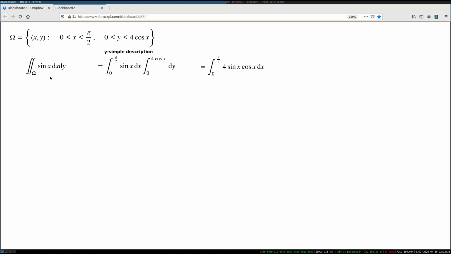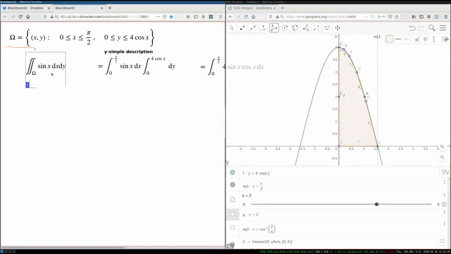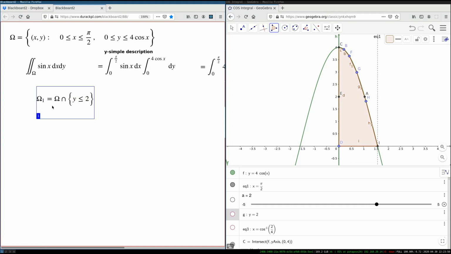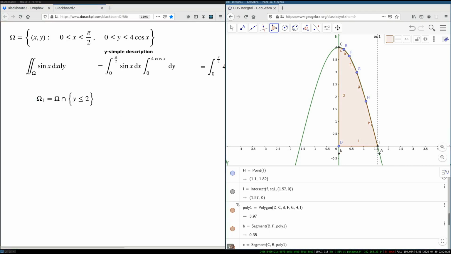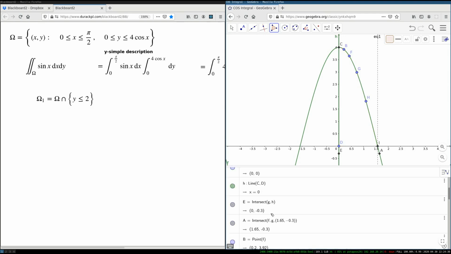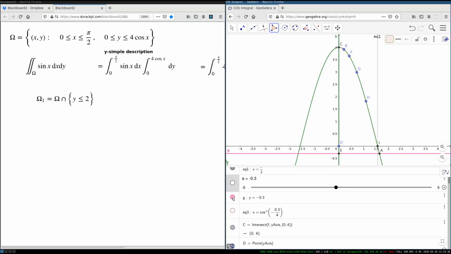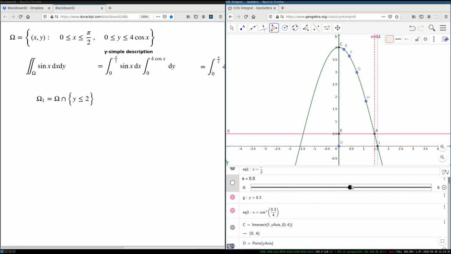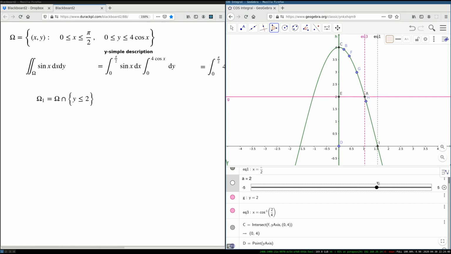Things will get a little bit more complex if I change my domain omega a little bit, and if I introduce one extra condition on my domain. Here it is. My new domain, omega 1, is the one which is obtained from omega by introducing this extra condition, y doesn't exceed 2. This extra condition means that I have to introduce a horizontal line, like so, and then I have to position this line at the level y equal 2, like so.